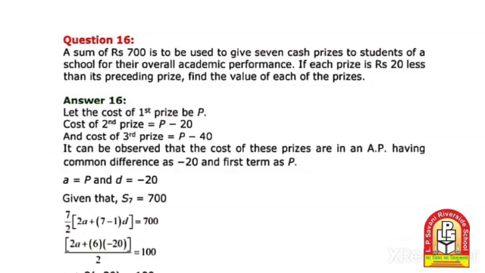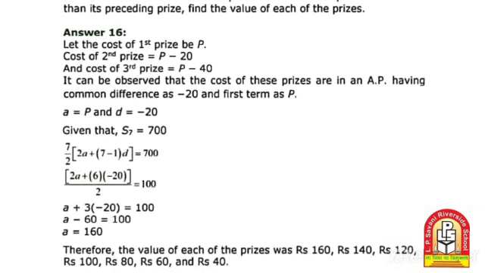Here they give us S7 equal to 700, and S_n is n by 2 into 2a plus n minus 1 into d, that is 700. So 7 by 2 into 2a plus 7 minus 1, that is 6, into d equal to minus 20. So a plus 3 into minus 20, that is a minus 60, equals 100.